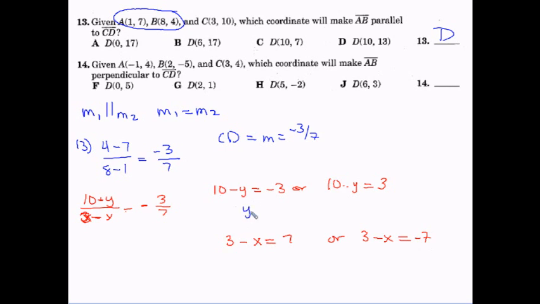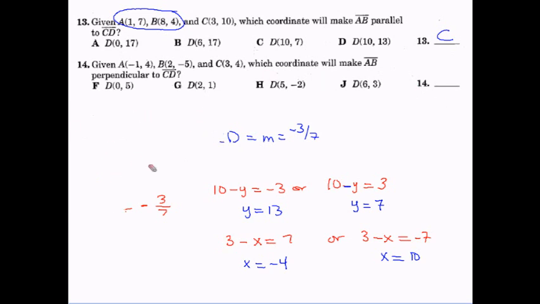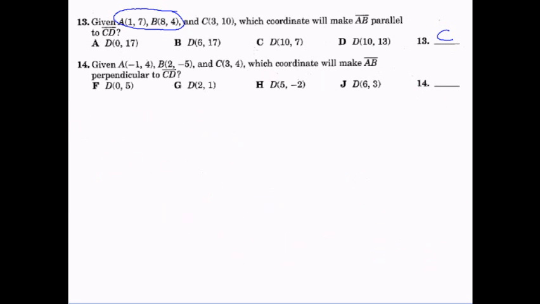If I solve this one, I'm going to get y is equal to 13 and x is equal to negative 4. I don't have that option. So doing this one, I'm going to get y is equal to 7 and x is equal to 10. This option I do have, so it's not going to be D, it is going to be C. Sorry, we do need to double check that. And then we'll need to do this again with the perpendicular one.